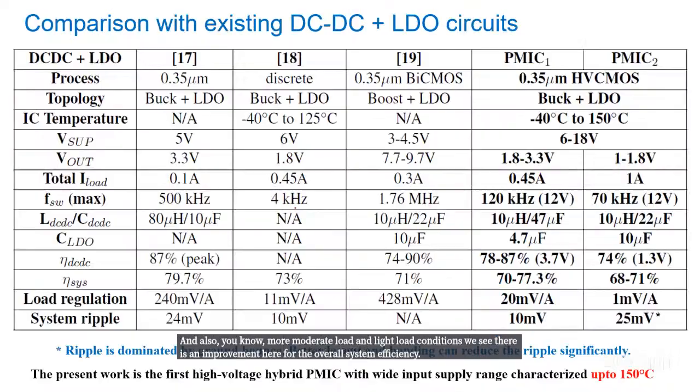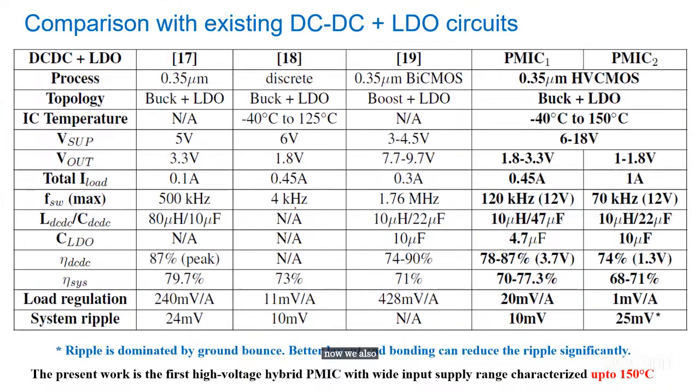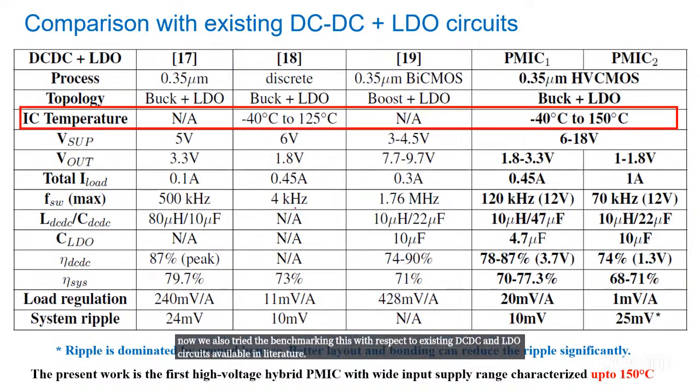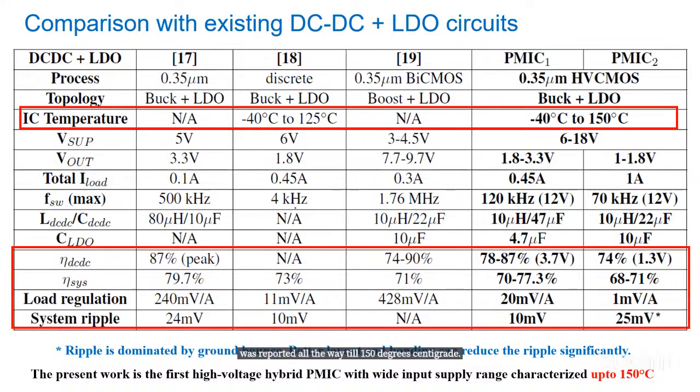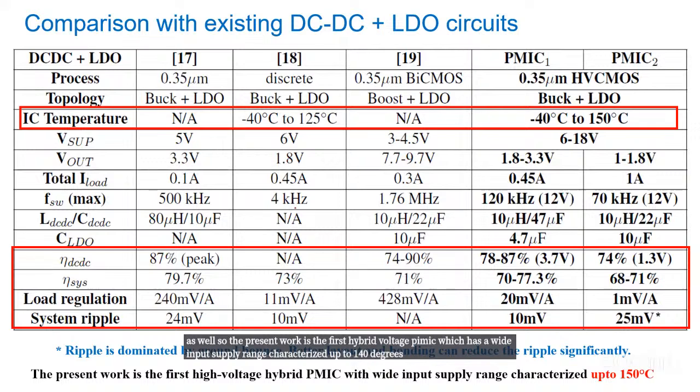Now, we also tried benchmarking this with respect to existing DC-DC and LDO circuits available in literature. And you can see that this was the first work that was reported all the way up to 150 degrees centigrade. The DC-DC efficiency, system efficiency, load regulation, and system ripple were all very comparable, and the efficiencies were better as well. So the present work is the first hybrid voltage PMIC which has a wide input supply range characterized up to 150 degrees centigrade. This is one of the unique things about this work.